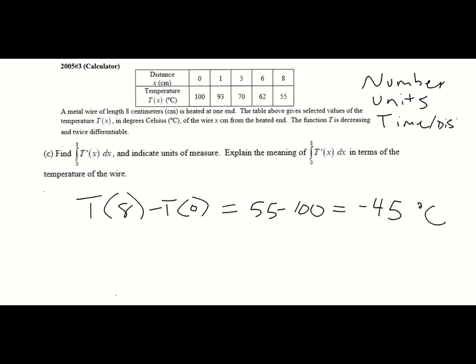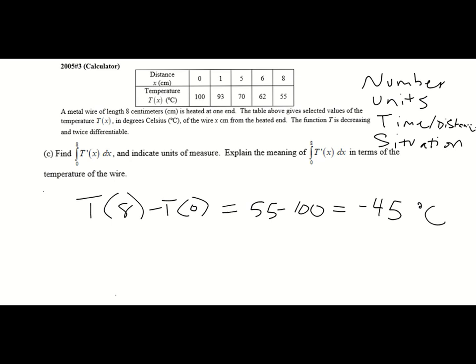So this is kind of why I wanted to do this. It's not always time. And then last, S is for situation, which we're talking about heated wire. So what is this? The temperature is 100 degrees on one end. The temperature is 55 degrees on the other end. So the negative 45 degrees Celsius represents the drop in temperature from the heated end of the wire to the other end of the wire.